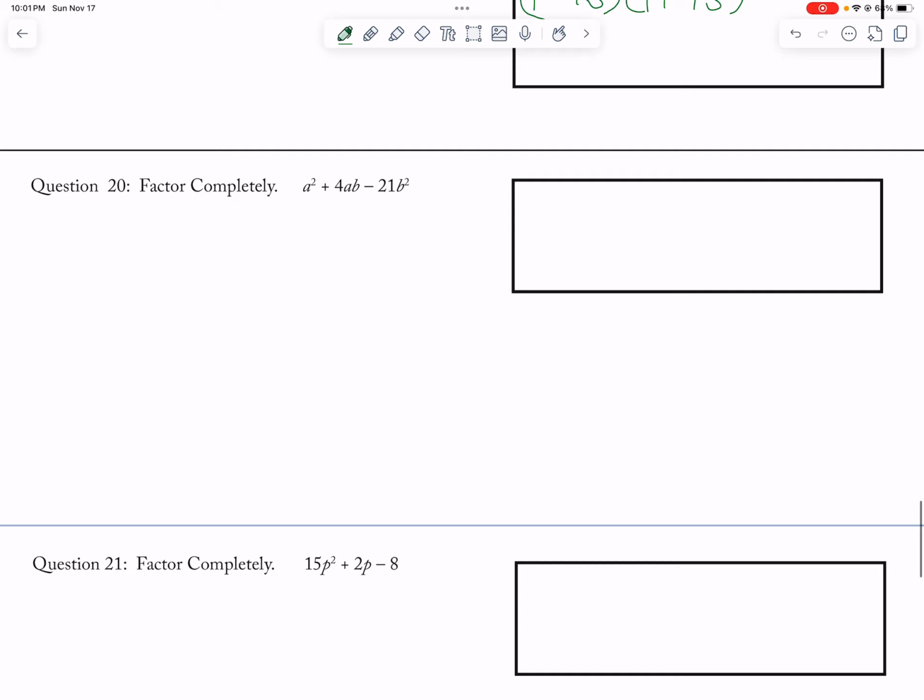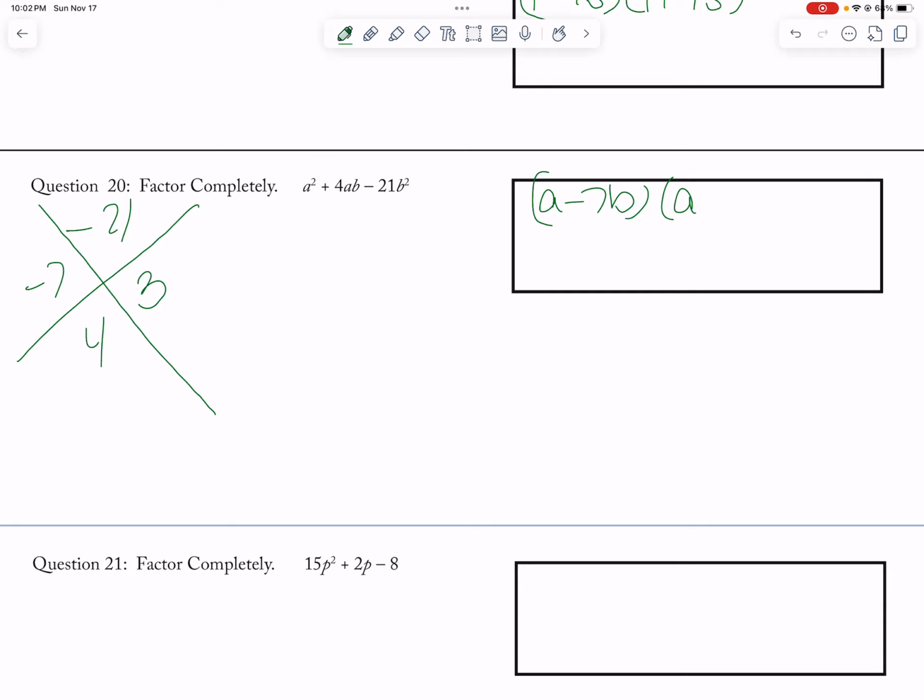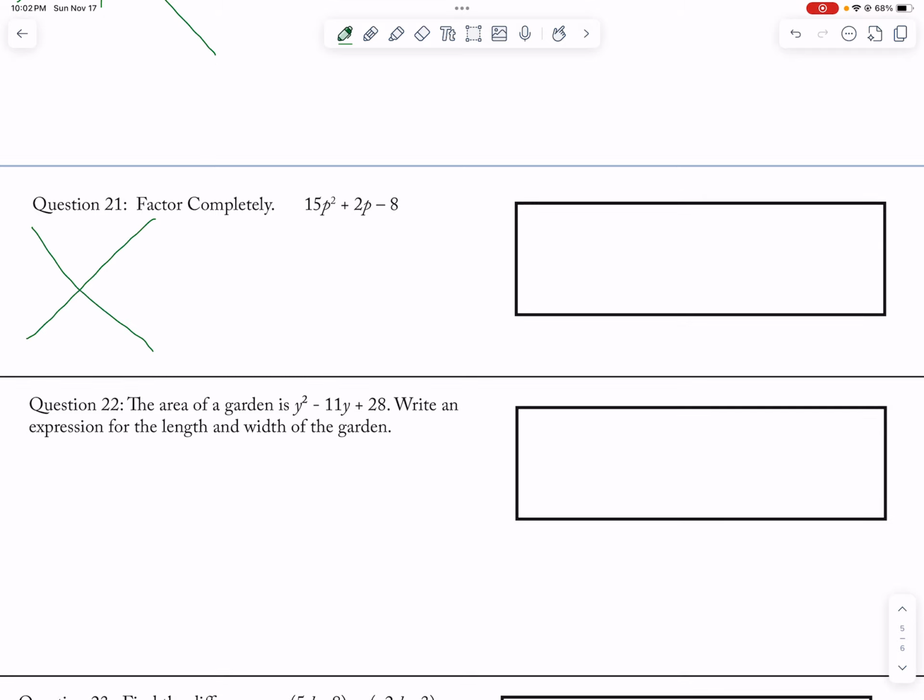And then here, negative 21 and 4. So negative 7 and a positive 3. So an a minus 7b and an a plus 3b.